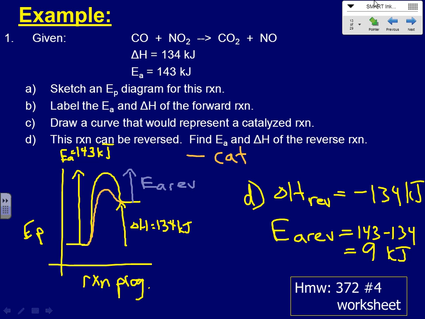The reason I don't want you to memorize an equation is because I could give you an exothermic versus an endothermic, and then you've got the little one here and the longer one there, and you'd have to add to get the reverse. So just draw it on the picture and look at the relationships of the numbers. Okay? And that's that. That is the end of my discussion on transition state theory.